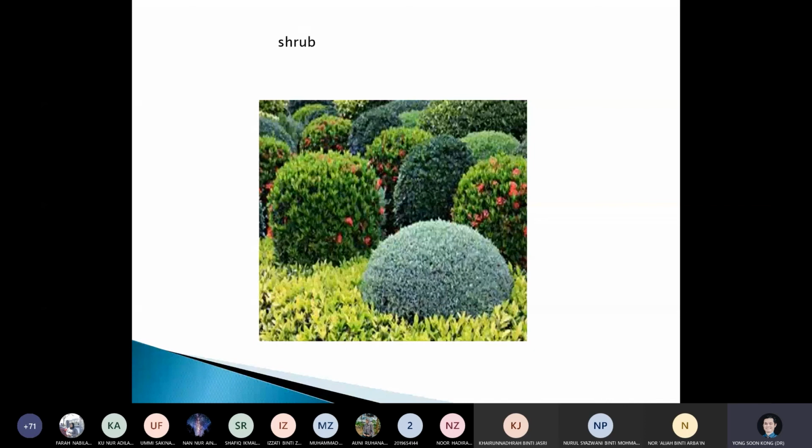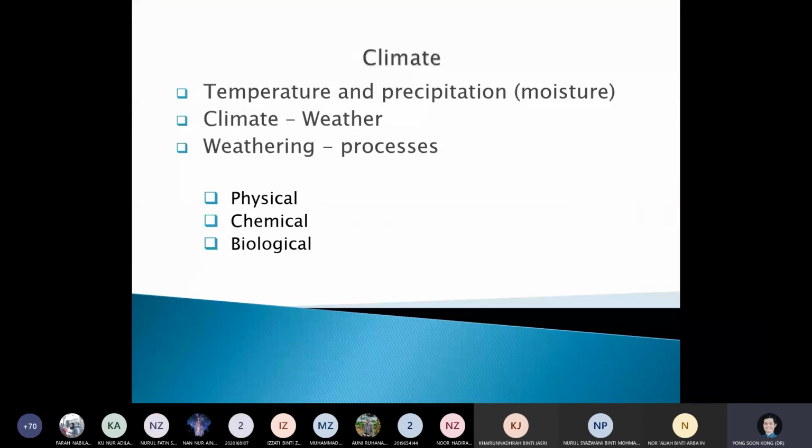Shrubs are small plants that grow nearly everywhere. It's not just near the peat area, but you know, these are the source of organic material of peat soil.